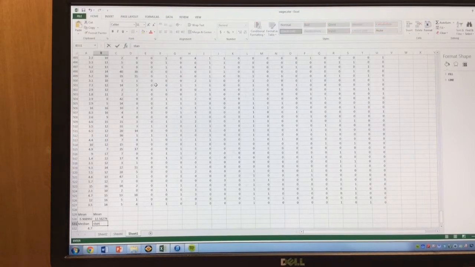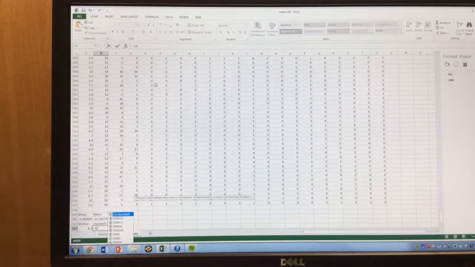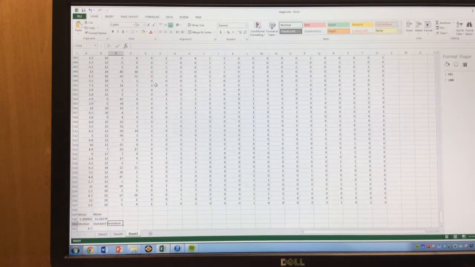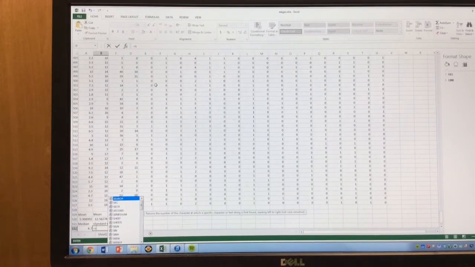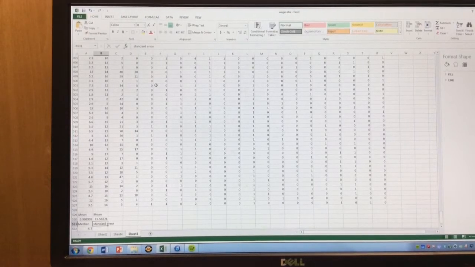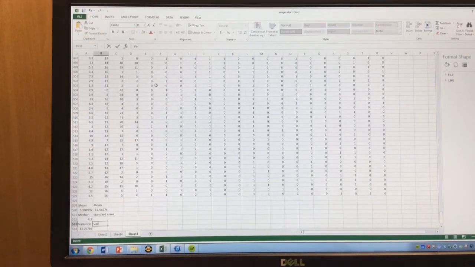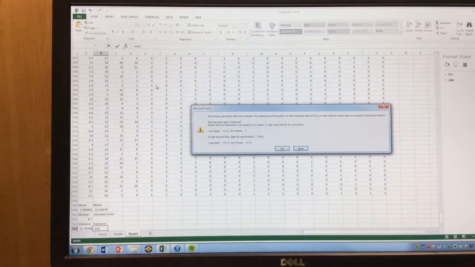So we're going to calculate the standard deviation, which is equal to, not the standard deviation, but the standard error. So do we have standard error? I don't think we have it, so we're going to have to create this on our own. We're first going to do standard error is equal to the variance divided by square root of n. So first we're going to have to find the variance.